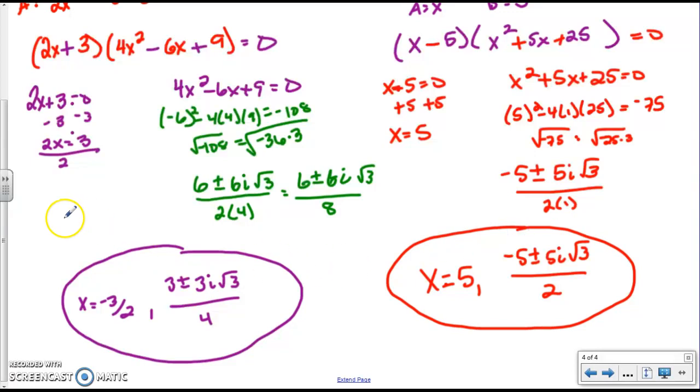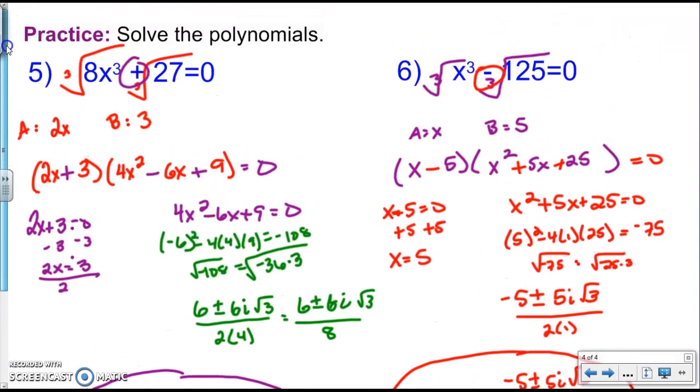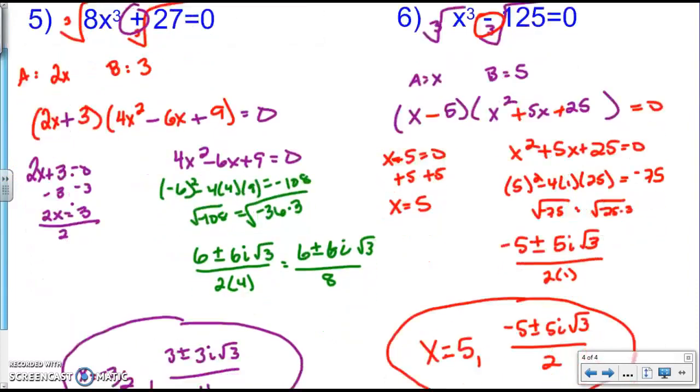Okay, so whenever you use sum and difference of cubes, you have to use the quadratic formula to solve that second group. It's not possible to do it any other way.